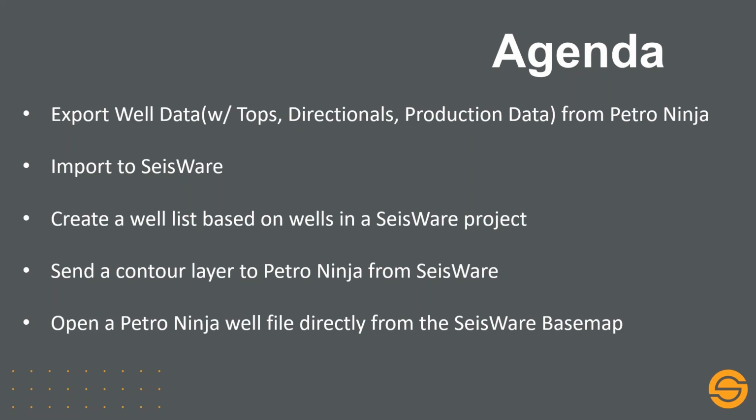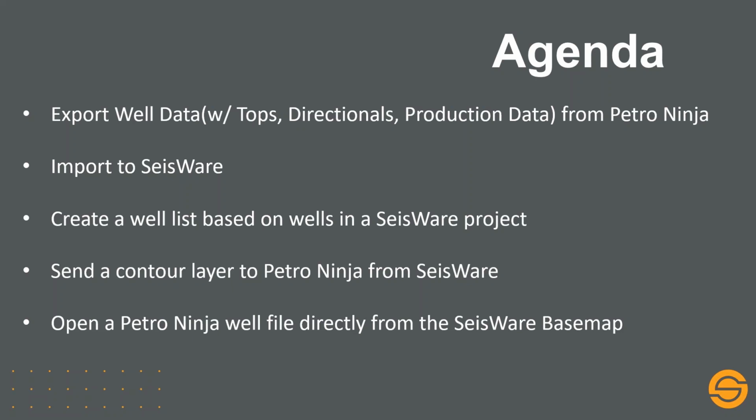So we can export our well data, the well header data, and we can include formation tops, directional surveys, and production data out of Petro Ninja. And then we can bring that into Sizeware. And most of this is done using just simple CSV files. So when we bring it into Sizeware, I've got a number of format files to just speed up the process. Petro Ninja has their files pretty nicely laid out for import.